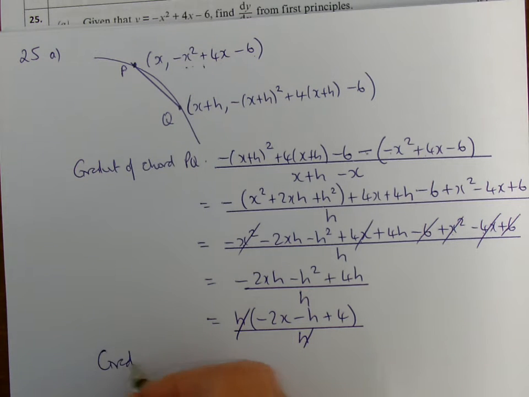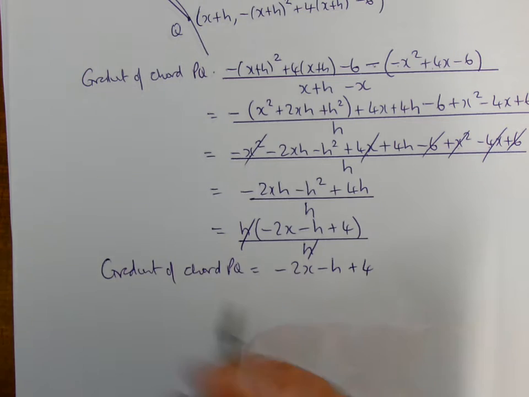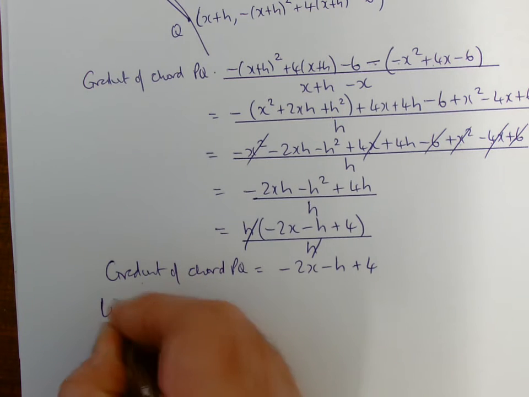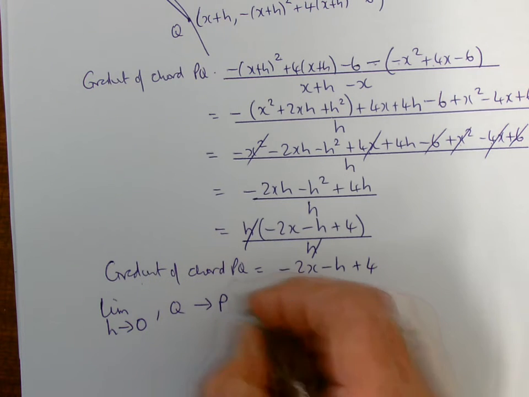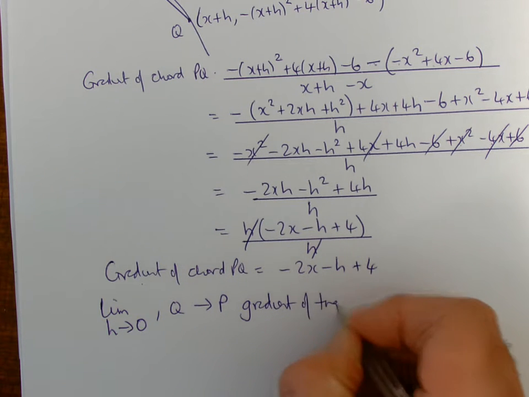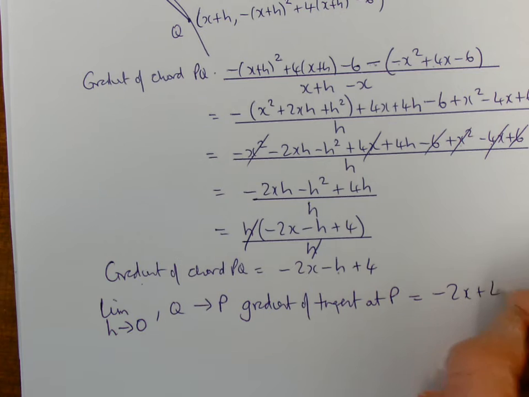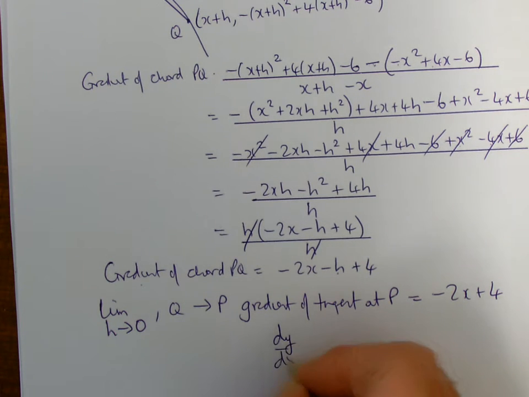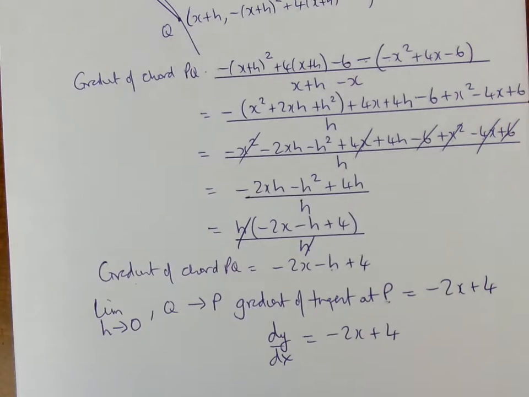So the gradient of the chord PQ is minus 2x minus h plus 4. Now I let the point Q tend to P, so in the limit as h tends to 0, point Q tends to the point P, and then that chord is a tangent. So the gradient of the tangent at P is equal to, with h being 0, minus 2x plus 4. So dy by dx, which stands for the gradient of the tangent, is equal to minus 2x plus 4.